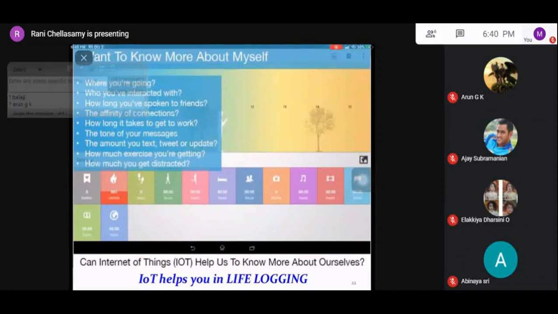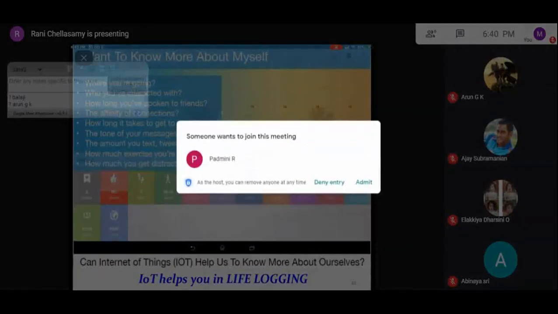That is, these are some pieces of information which IoT helps in life logging: where you are going, who you interacted with, whom you are interacting with, how long you are speaking to friends, the affinity of connections you are having, how long it takes to get to work, the tone of your messages, the amount you text or tweet to your friends, updates on your mobile phones, how much exercise you are getting, how much you get distracted from your friends. So all the daily habits or daily interactions will be monitored with the help of IoT.